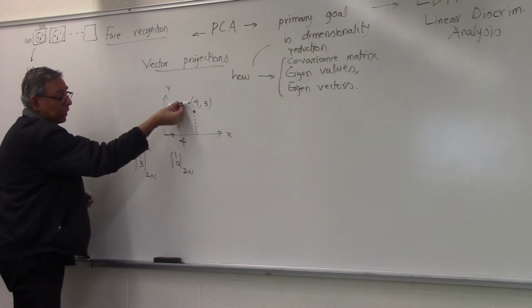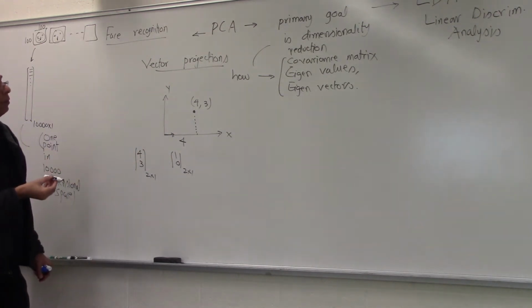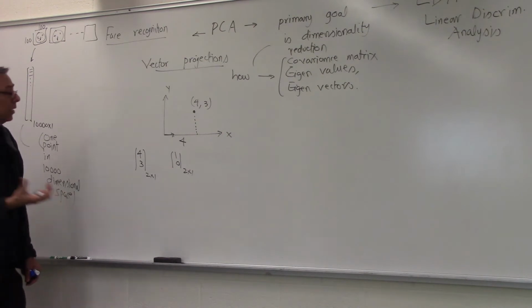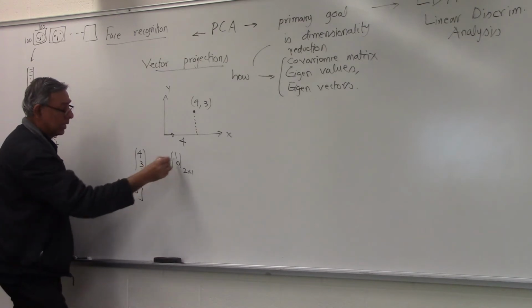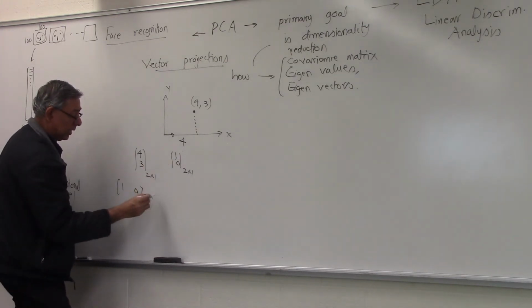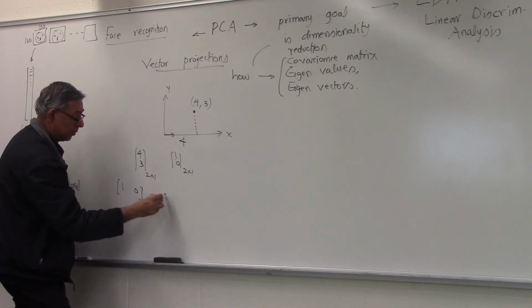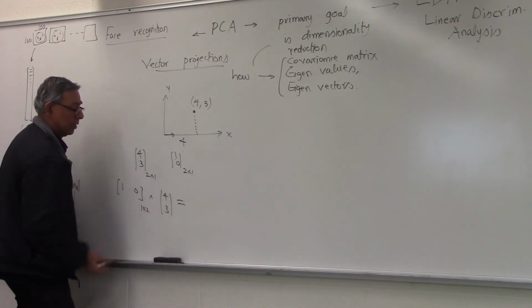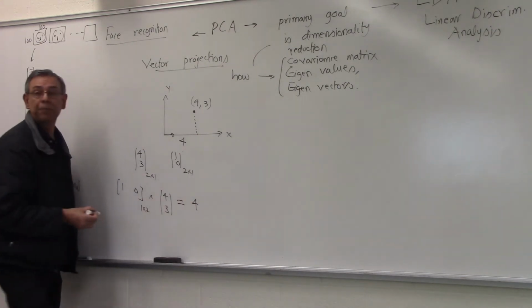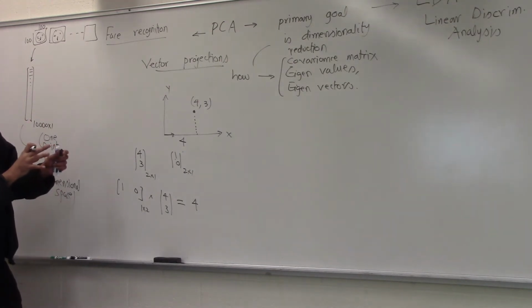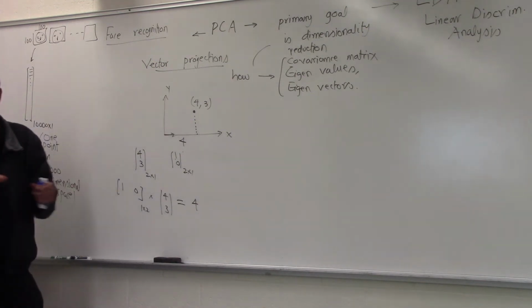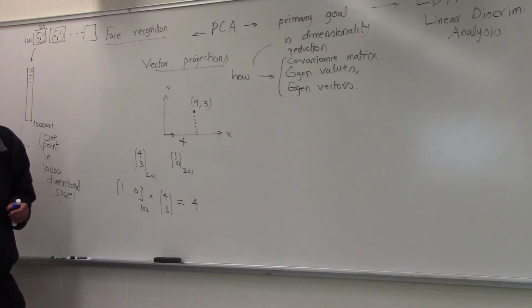So if I wanted to project this vector onto this vector, we do the inner product. For example, if I took (1, 0) and transposed it, this becomes 1 by 2 times 4 by 3. Wouldn't I get the answer 4, which is the x component? Very similarly, we can project any vector onto another vector by simply taking the matrix or inner product.